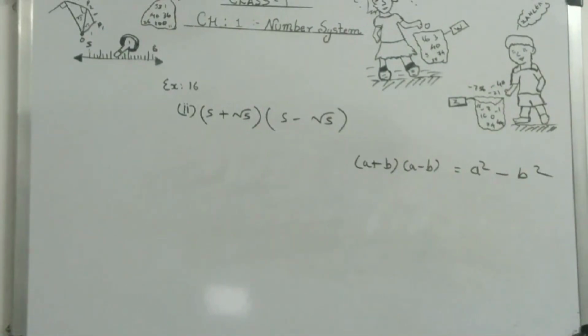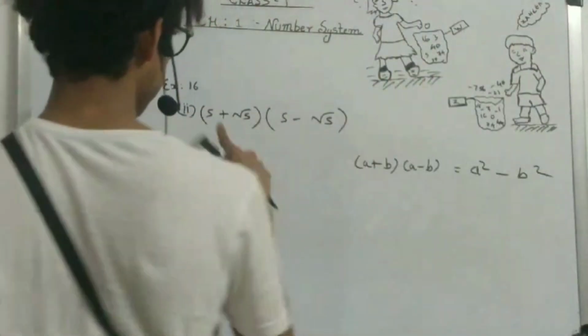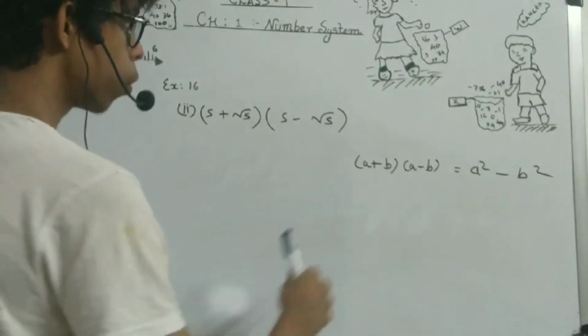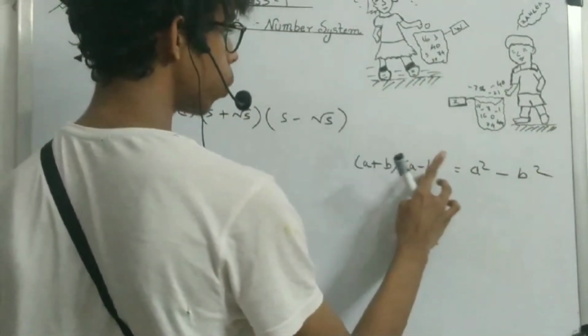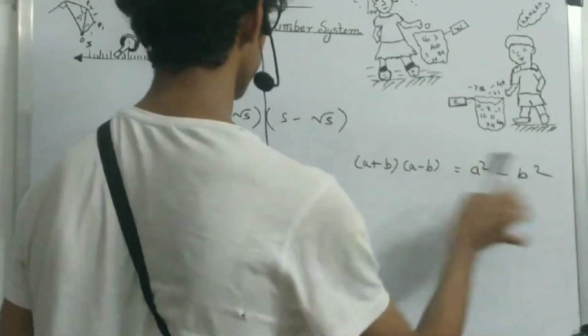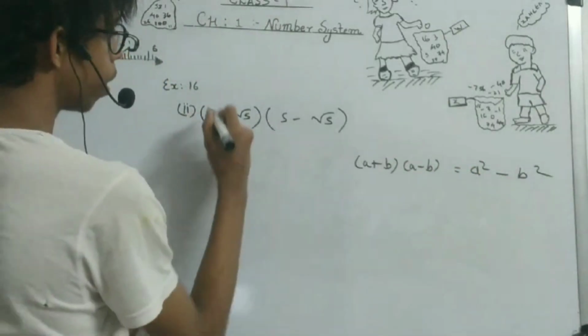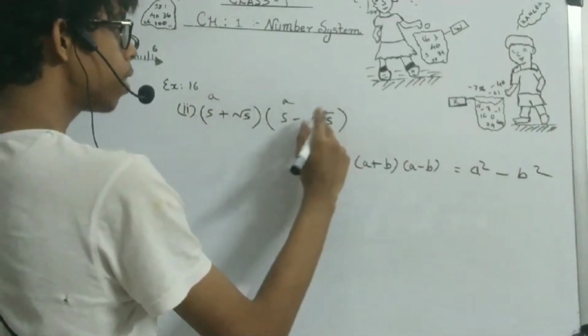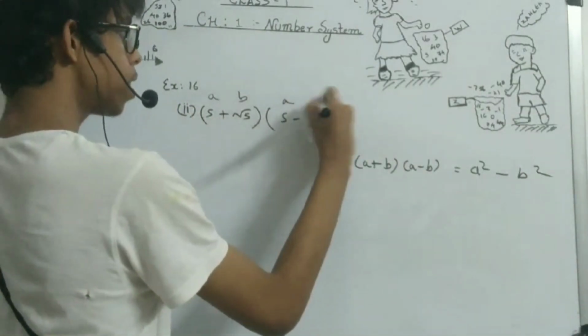Now our second question is 5 plus root 5 into 5 minus root 5. The identity that should come to your mind is A plus B into A minus B. We know A plus B into A minus B is equal to A square minus B square. So here we can take this 5 as A and root 5 as B.